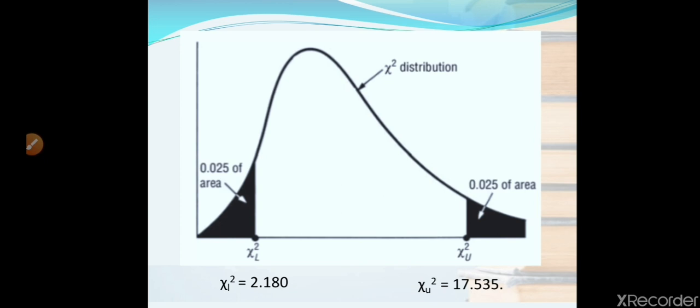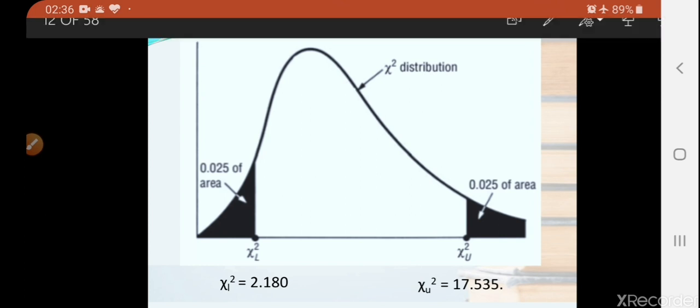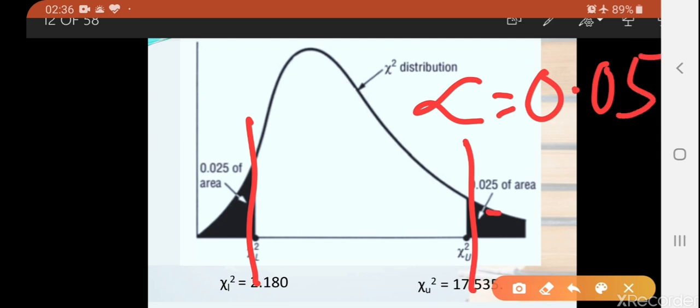So if you see, this is a chi-square distribution for given degrees of freedom. Because we have to find out both the limits, your value should lie in this acceptance region. Whatever is the level of significance, here the level of significance alpha is given as 0.05. So half of the area should be here, 0.025, and half of the area should be here, 0.025.